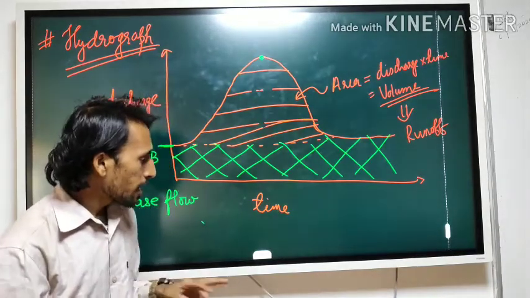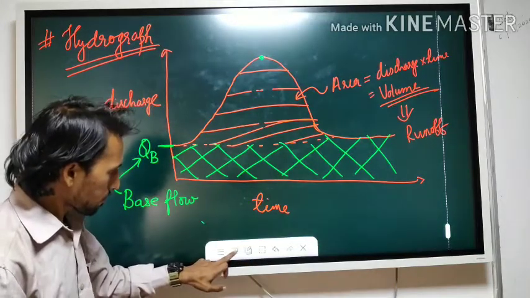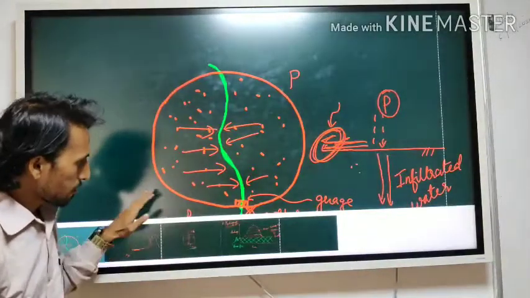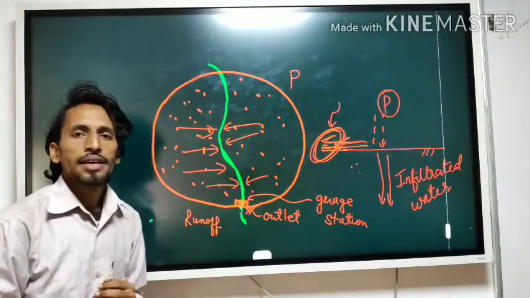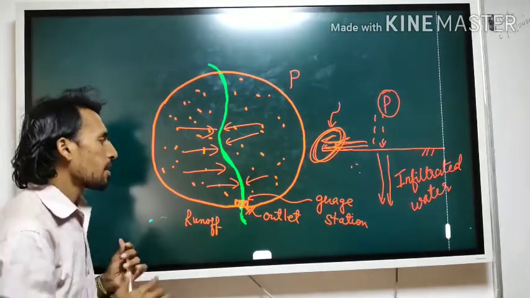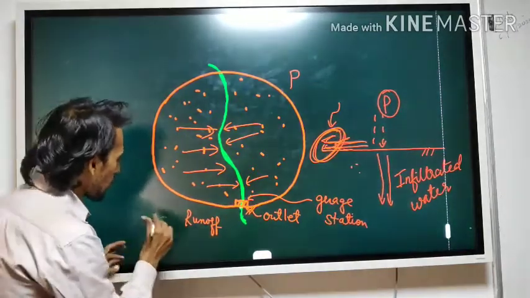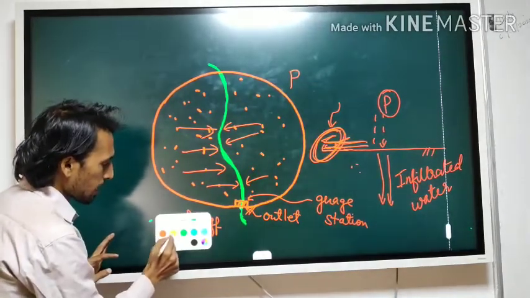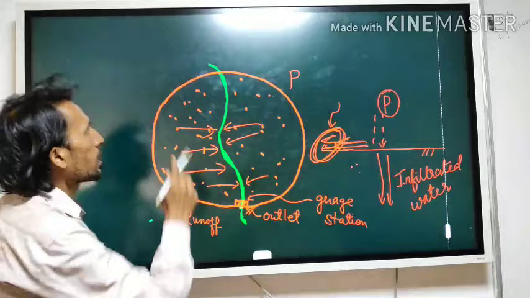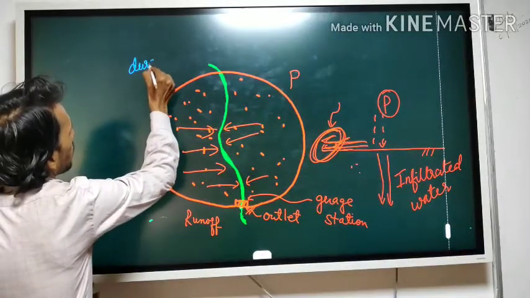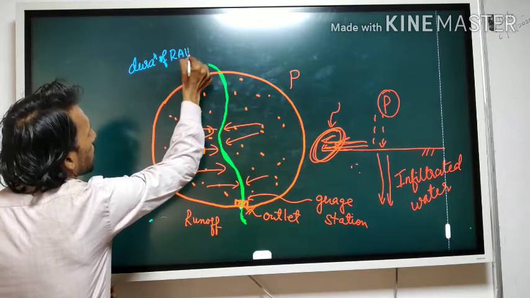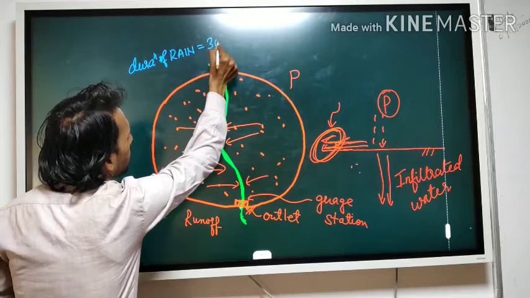So assuming that you have done your analysis, let me bring you back to this diagram. If you see this diagram, let's say here that rainfall happens for 30 minutes. Let's say the duration of rain is 30 minutes.